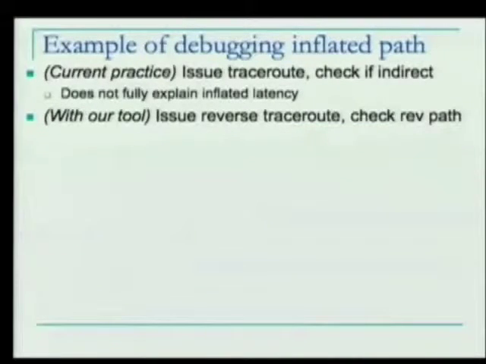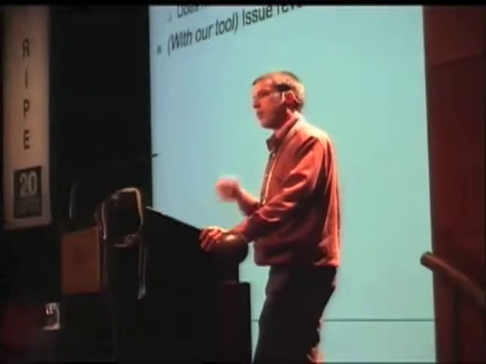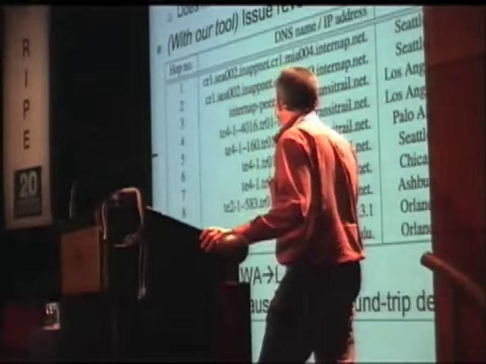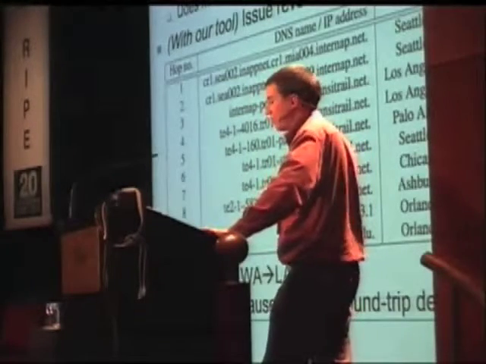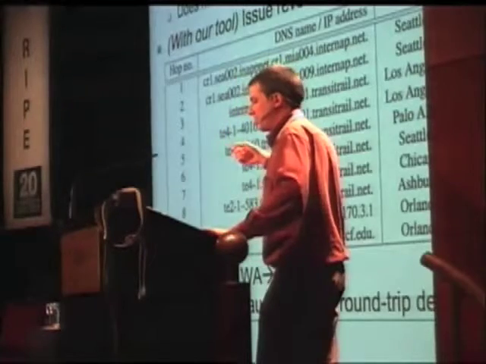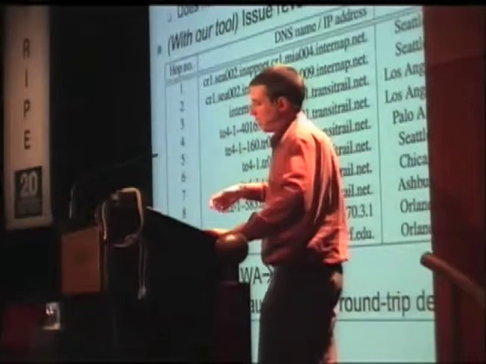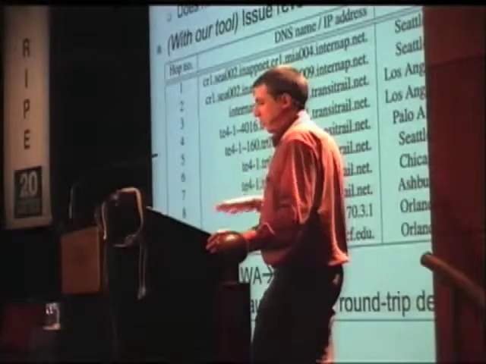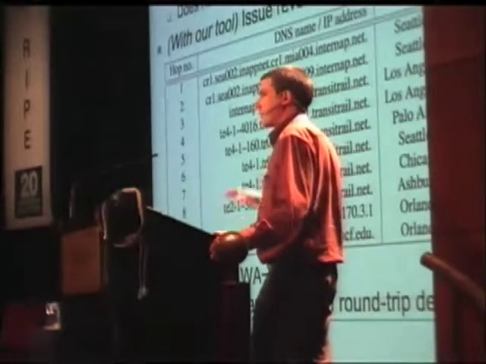So with our tool, you can supplement that traceroute with a reverse traceroute and look for indirection along the reverse path. So that's what I did. I issued the reverse traceroute, and we see that it starts in Seattle, goes down to LA, comes back up to Seattle, and then proceeds across the country through Chicago and Virginia. So there's this big detour down through LA, and that does explain the rest of the latency inflation that we saw.